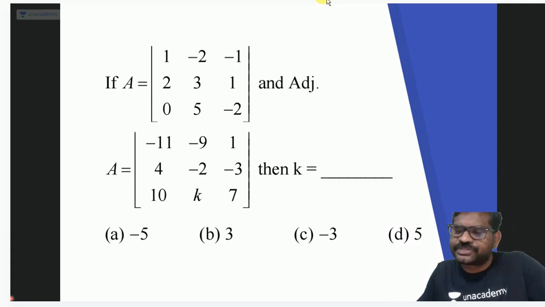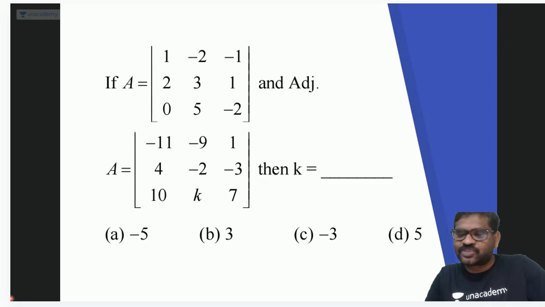Yesterday we discussed properties of determinant and problems on determinant. 3-4 problems on determinants are there. First we will complete those problems. After that I'll be discussing a very important concept, rank of the matrix, how to calculate rank, what are independent vectors, what are dependent vectors. Now observe the problem.